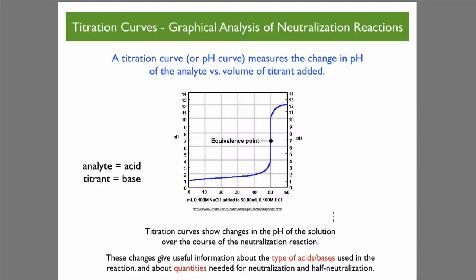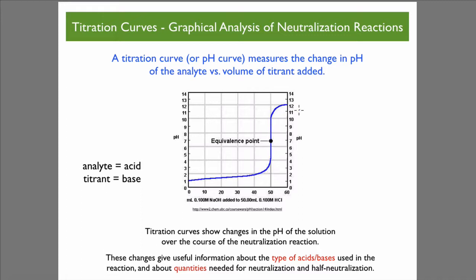Titration curves. These are graphical analysis of neutralization reactions. A titration curve, or pH curve, measures the change in pH of the analyte versus volume of titrant added. In this case, the analyte would be the acid, because you can see we start off with a low pH, and we're adding base. The titrant is the base, and as you add more base, the pH increases, it gets more and more basic.